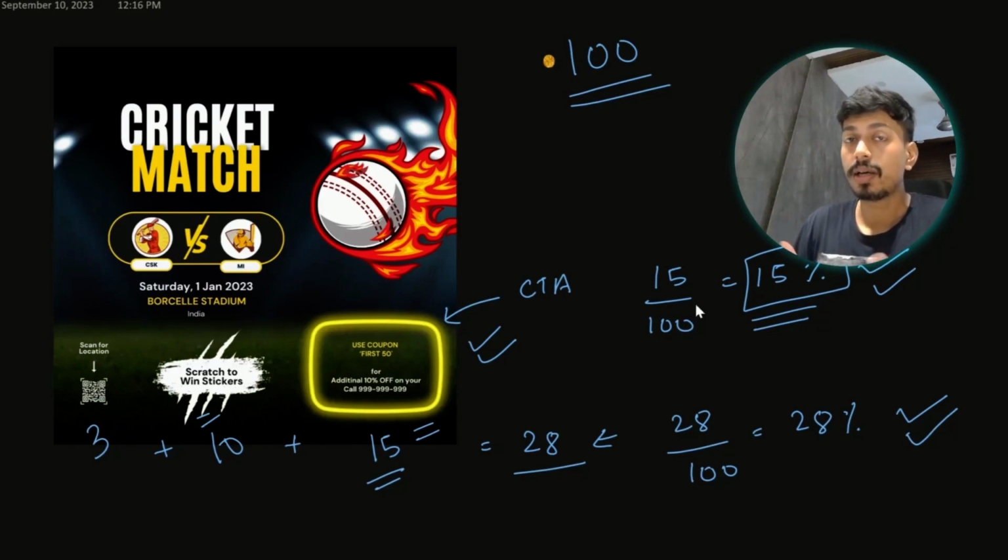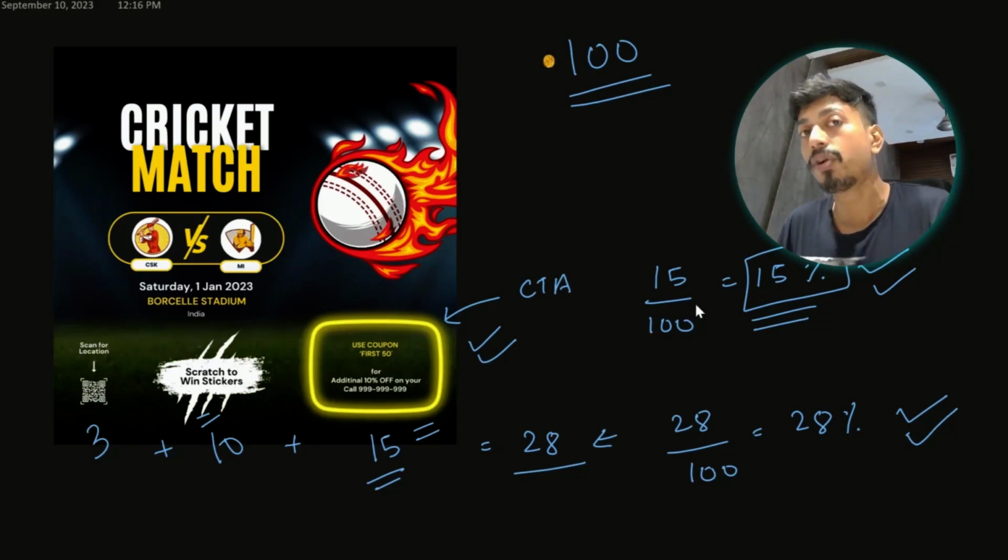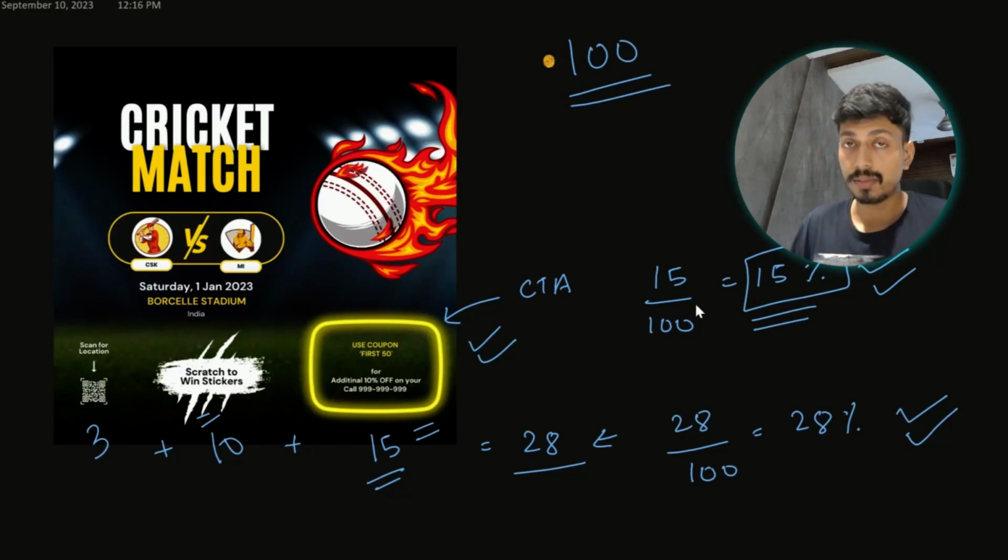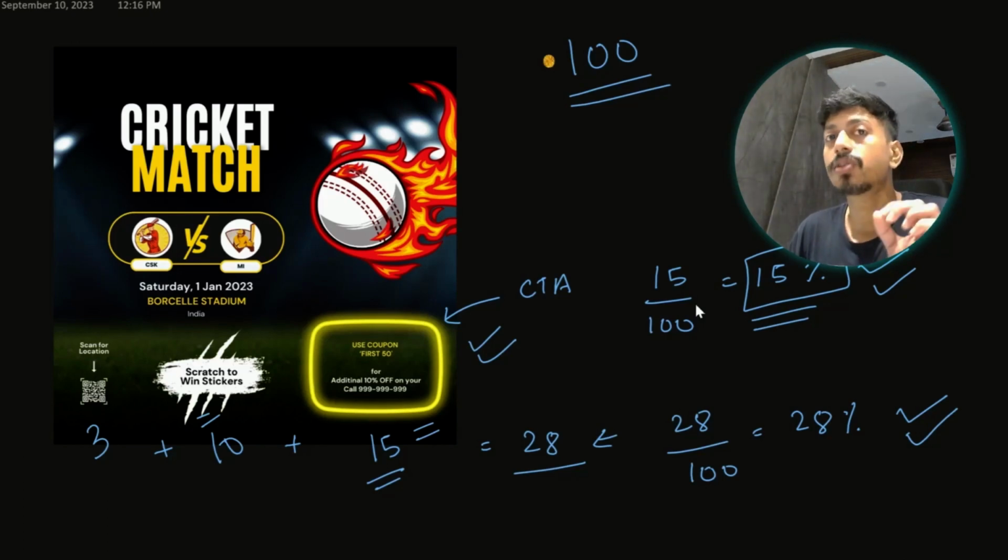I'm not talking about how many people actually booked the ticket. I'm not talking about that number. I'm talking about how many people actually took the initiative to call on this number and book their ticket. Just calling on this number, that's it. Maybe they will not buy later, maybe they'll just call, ask for it, and not buy later. That is a different thing. But 15 people actually called and inquired about booking their ticket. 15 people out of 100, right?